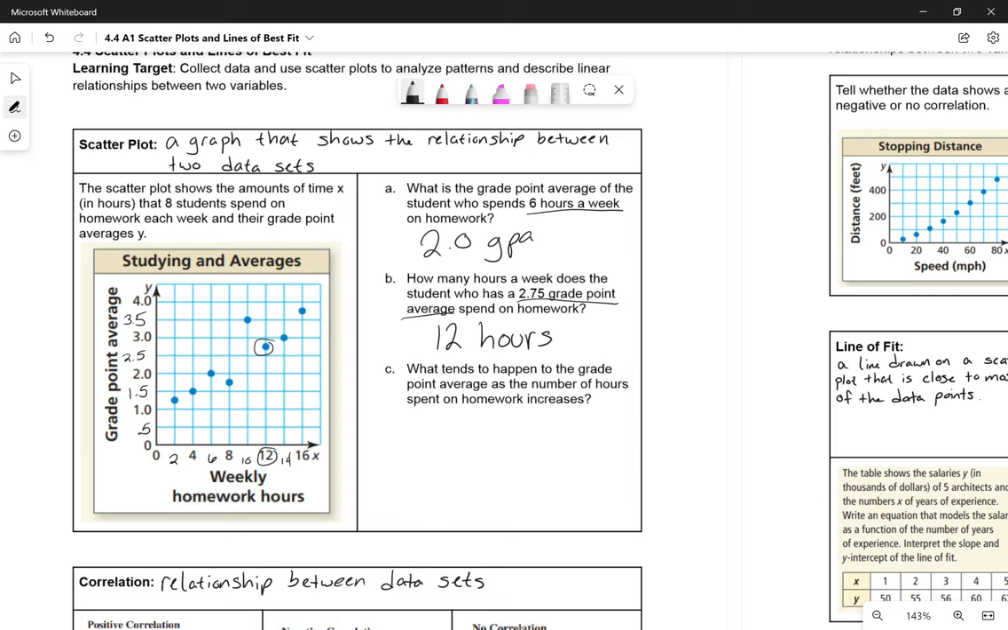And then in part C, what tends to happen to the grade point average as the number of hours spent on homework increases? If we look at the scatter plot, we can kind of see that it looks like it's going up. And if it was a line, we would say it has a positive slope, which lets us know that the GPA, the grade point average, will increase as the number of hours spent on homework increases.